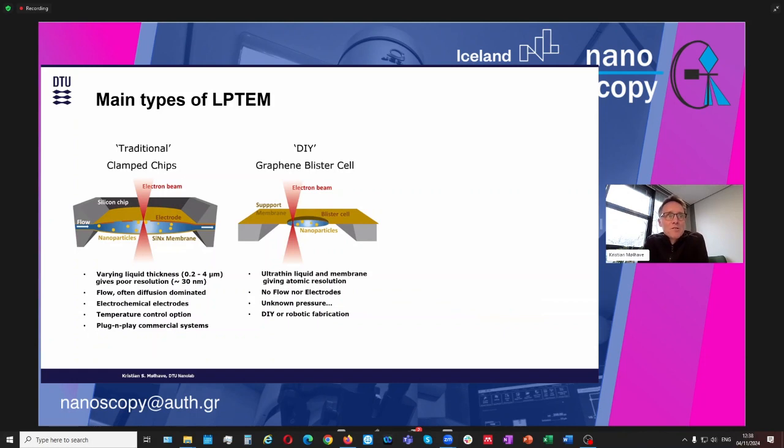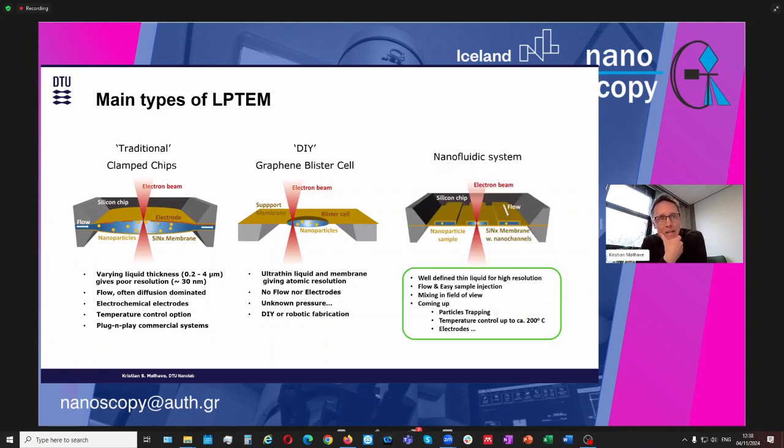The encapsulation is just one layer of atoms ideally, but you have no flow, no electrodes, you don't know what pressure is in there, and it's probably incredibly high. And also really not much control of what chemistry is going on in there. And it's do-it-yourself and pretty irreproducible, but you can begin now to buy robots that can fabricate it. So maybe it'll be more reproducible.